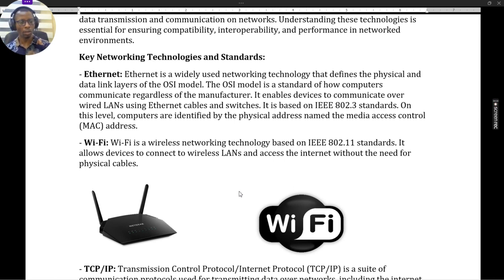And on that data link layer, there's a means of identifying devices. It's called the MAC address. It's different from the IP address. It's more or less bound to the device.